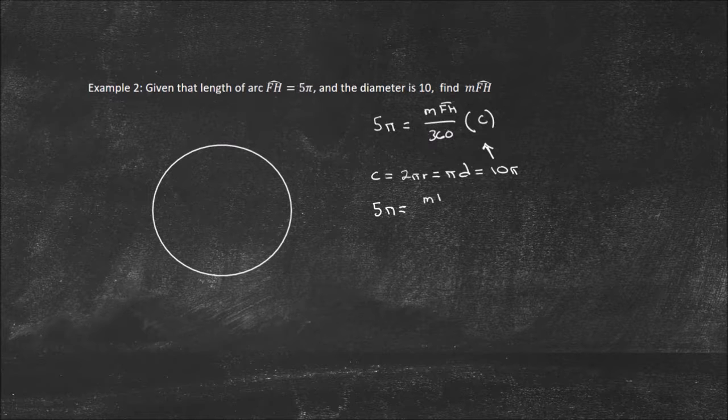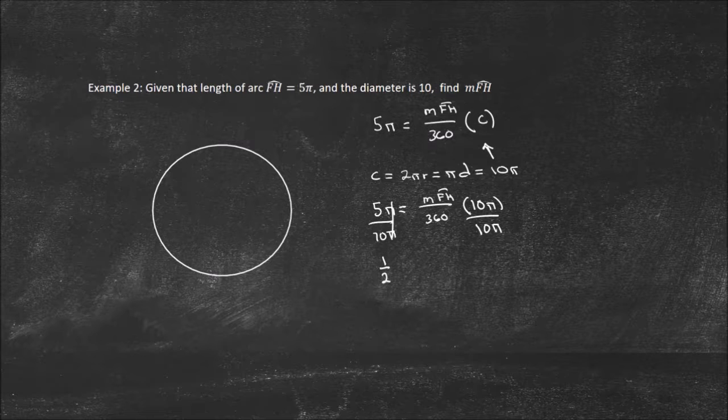And I get 5 pi equals measurement of FH divided by 360 times 10 pi, or not 8 pi, 10 pi, if I can write. So 10 pi here. Divide both sides by that 10 pi. And then the pi's, as you know, are going to cancel, and I'll be left with 1/2 equals measure of angle FH over 360. Multiply both sides by that 360 to get FH by itself, and we'll get 180 equals the measure of angle FH.